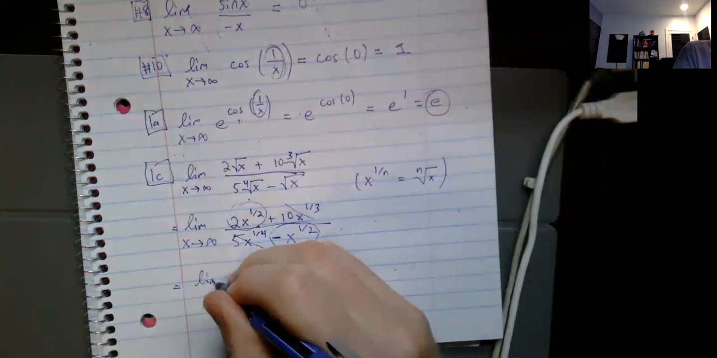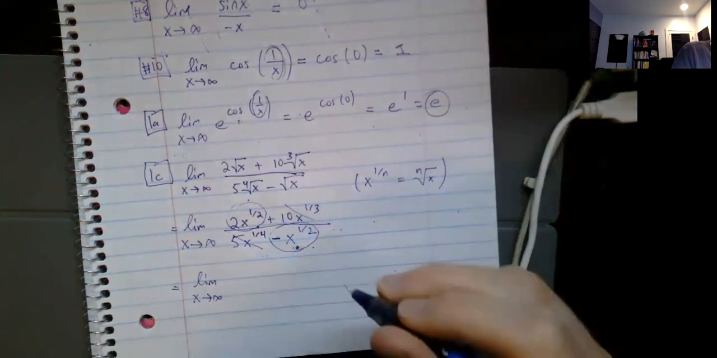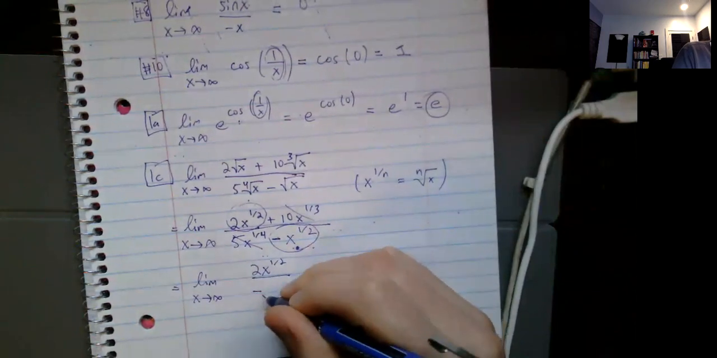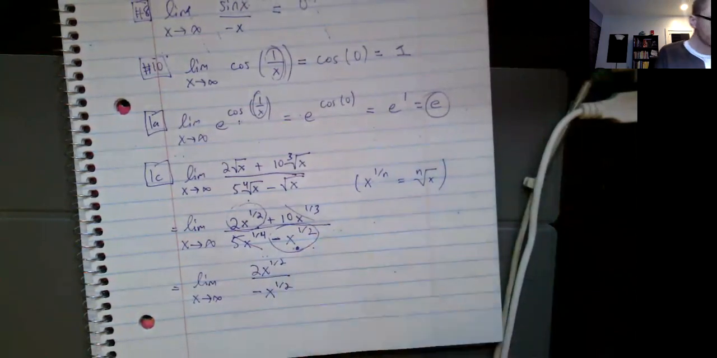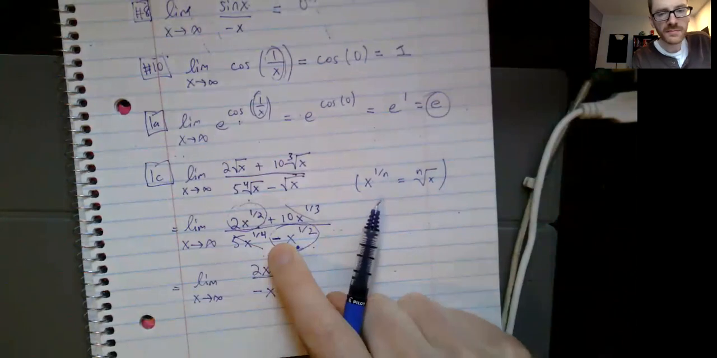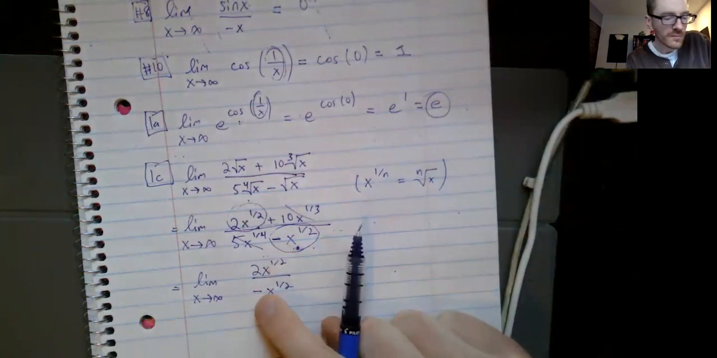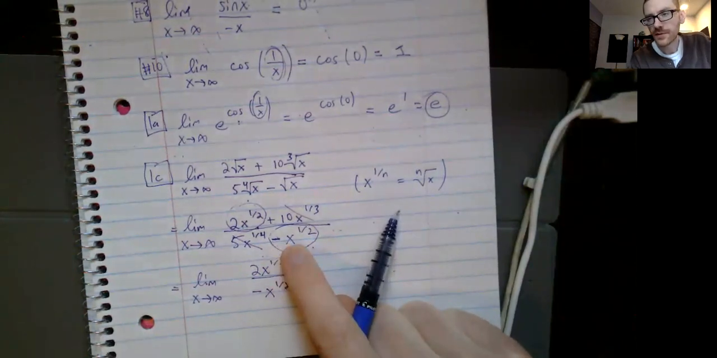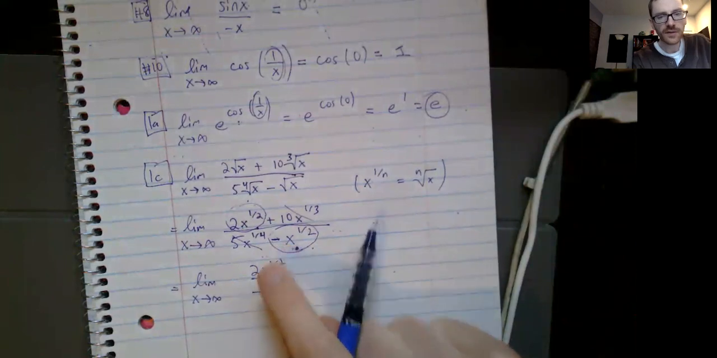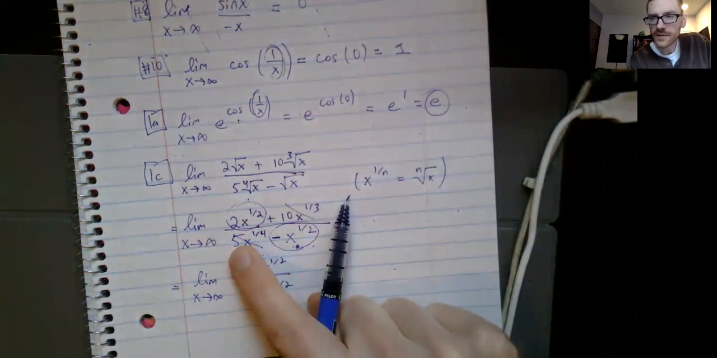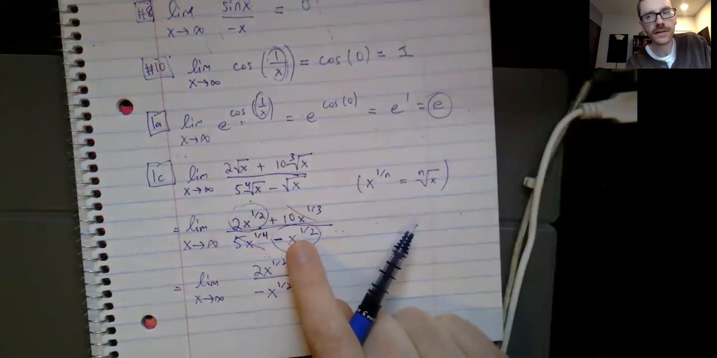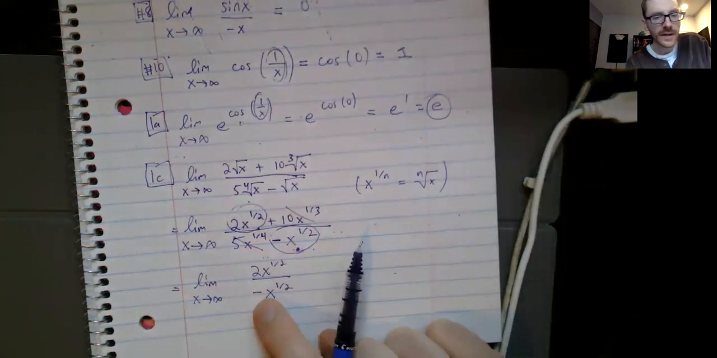This is just the limit as x approaches infinity of 2x to the 1/2 over negative x to the 1/2. Just to be clear, this minus sign, remember, sometimes people have a temptation to drop this minus sign. Remember that minus signs are really attached to the object on the right. Okay, and I'm dropping this object here, the 5x to the 1/4, I'm dropping that term, but the minus sign's attached to this guy, all right? So it's going to stick around.